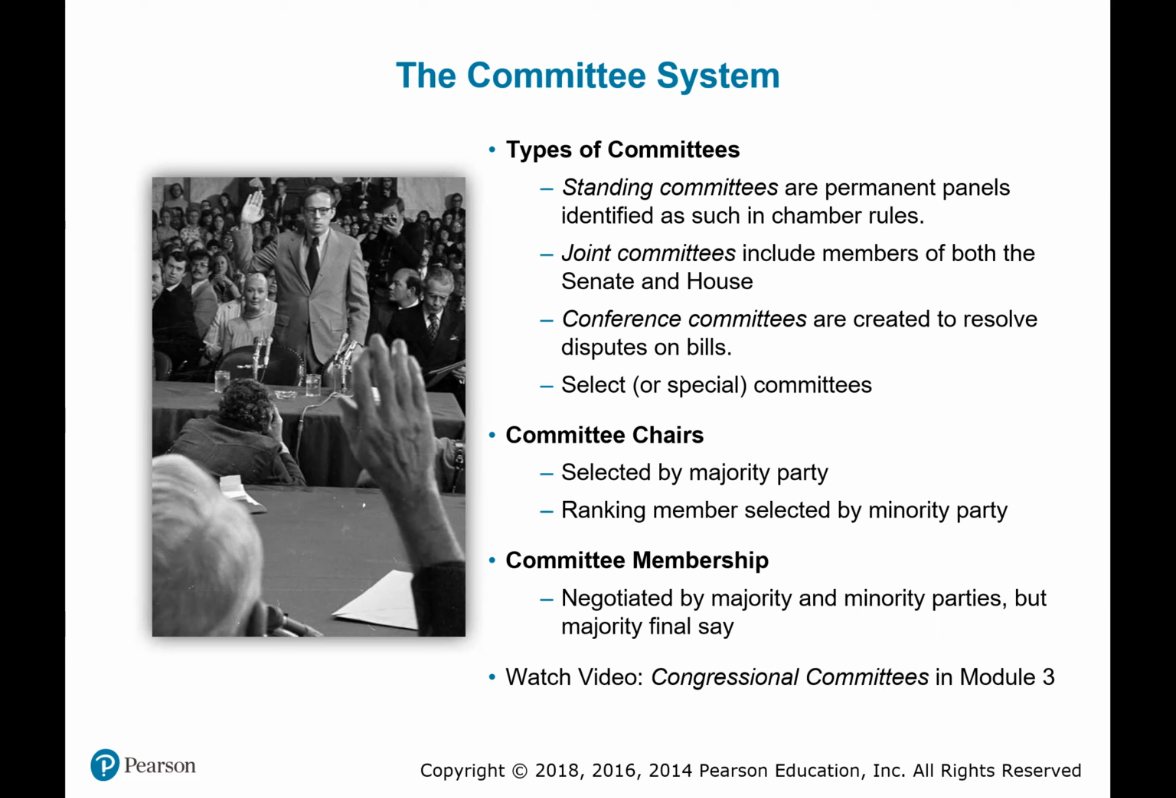Joint committees are important. They include members of both the Senate and House. And these are appointed on special issues where they want to get both houses working together on something.